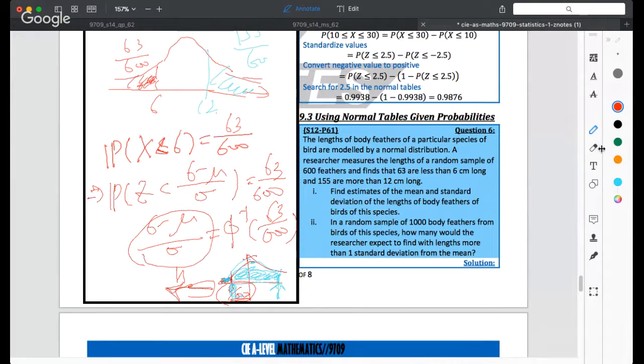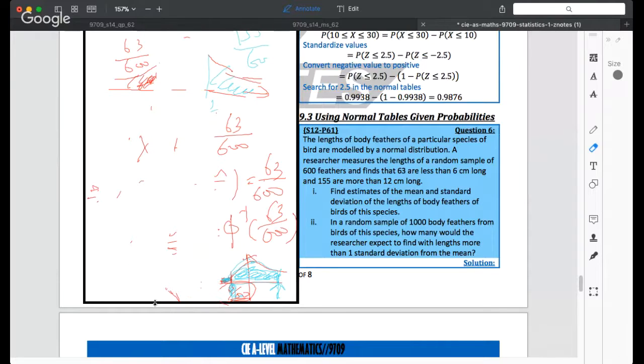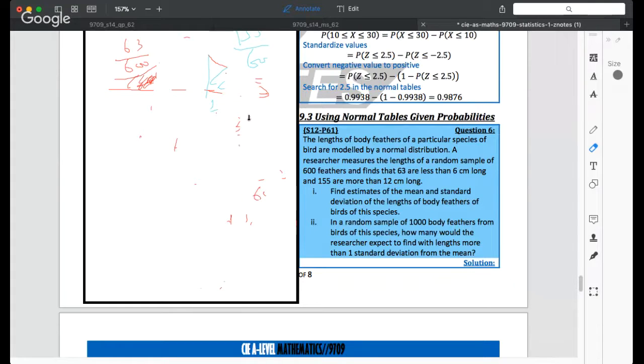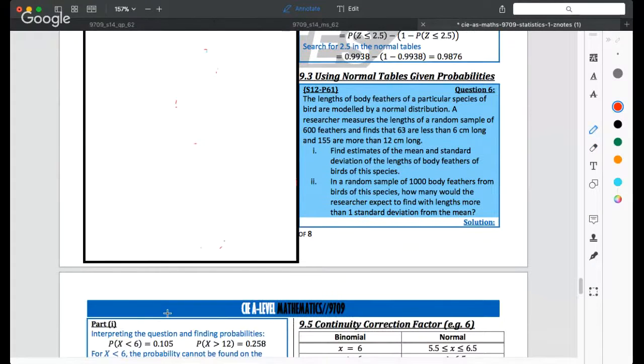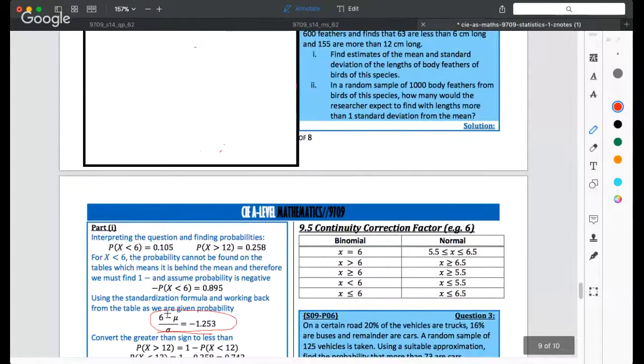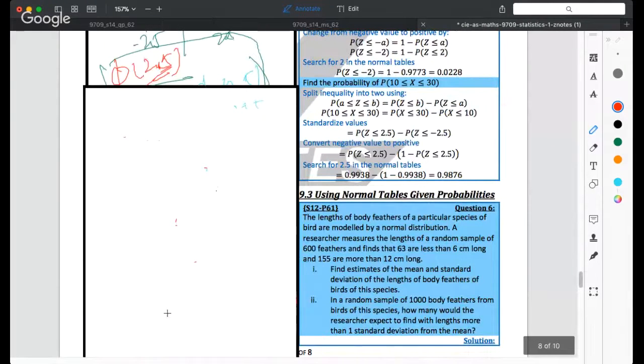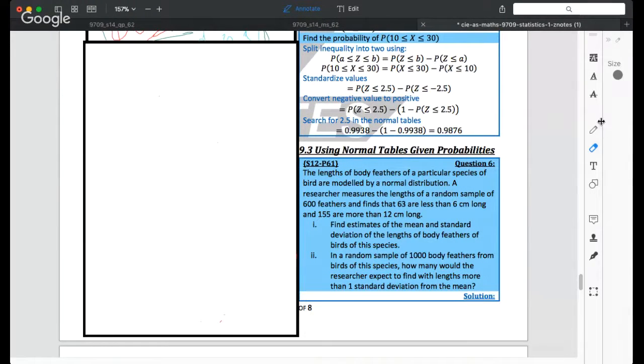So this part, we will use the result from the previous part. So now in this case, we have a normal distribution. And we know the mean and standard deviation for that. However, we do not actually need to use that. What we need to know is just the probability of being more than one standard deviation from the mean.